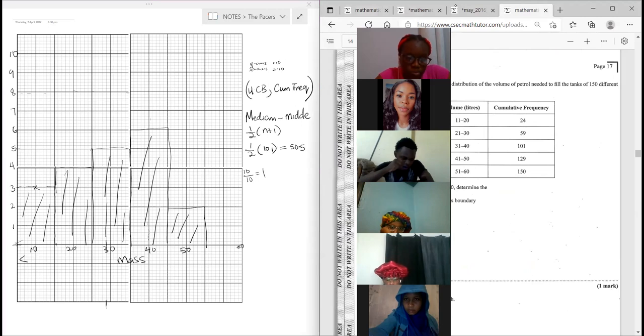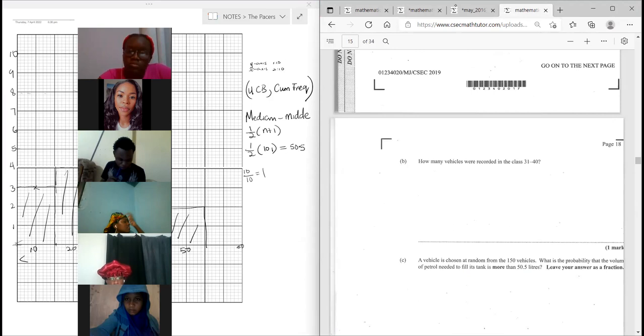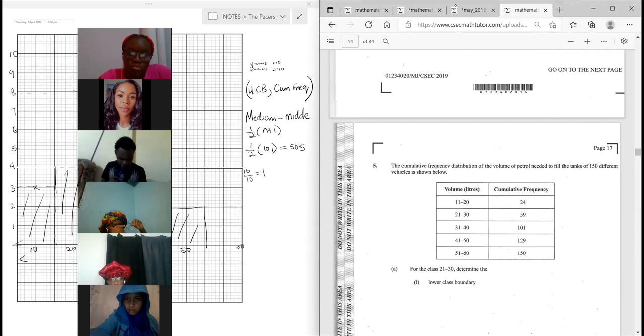If we look at a question like this, we have grouped data. Again, we have cumulative frequency. We know how to find a lower class boundary. We know how to find a class width. How many vehicles were recorded between 31 to 40? So if I look at 31 to 40, how would I know how many vehicles there were between 31 to 40?